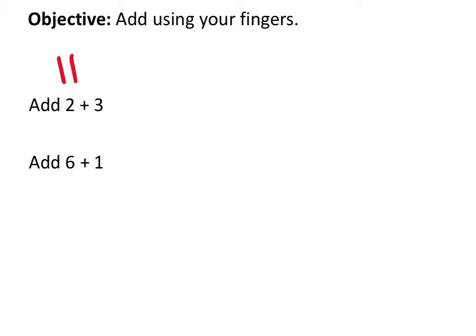So I say I got 2 fingers up. I'm going to add 3 more. So I'm going to put 3 more fingers up. 1, 2, 3. There's the thumb right there. And now I'd say, okay, I've got 2 and 3 fingers up. How many fingers do I got? Up, 1, 2, 3, 4, 5 fingers. So 2 plus 3 is 5.